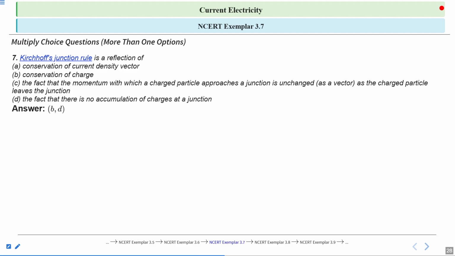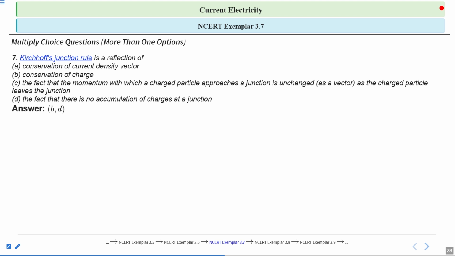So options B and D are correct. Okay, what is the B option? Conservation of charge. What is the D option? The fact that there is no accumulation of charges at a junction. We have discussed in detail that Kirchhoff's junction rule is based on conservation of charges. Conservation of charges means charges before entering the junction are equal to charges leaving the junction for a particular time interval. So this is in accordance with there being no accumulation of charges at the junction.